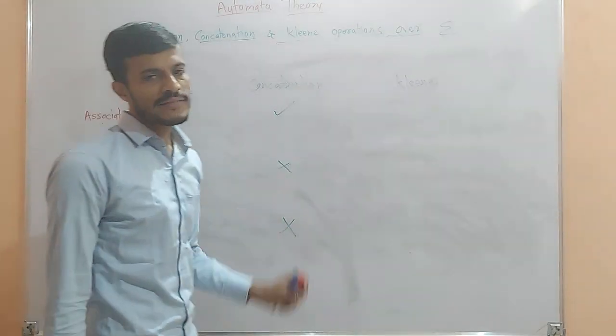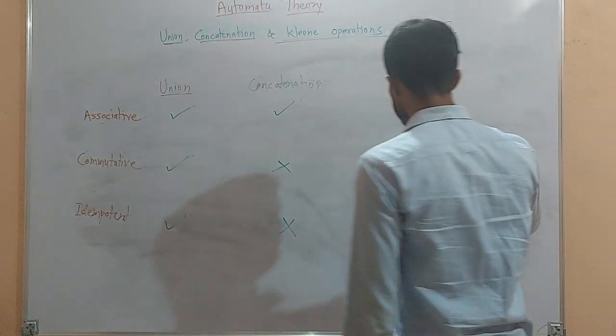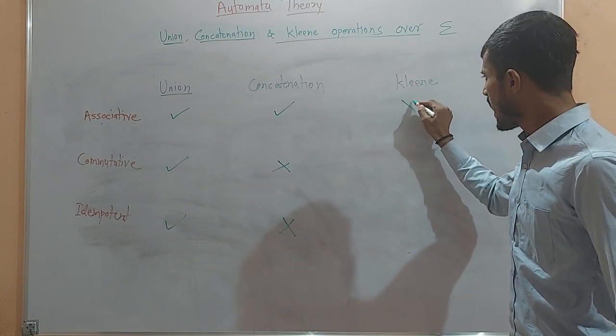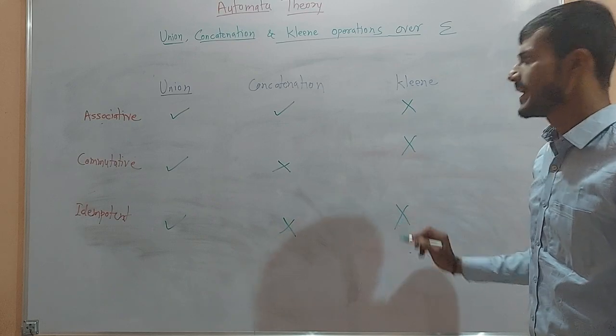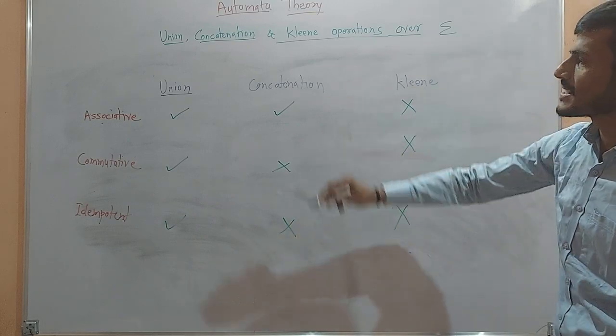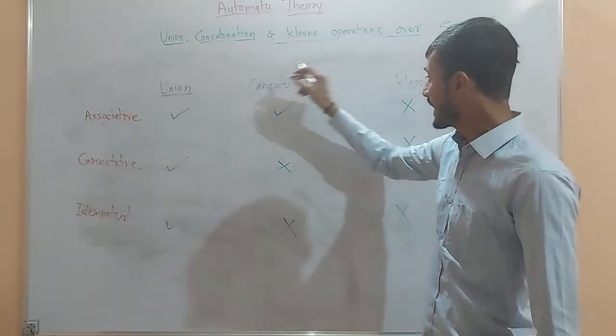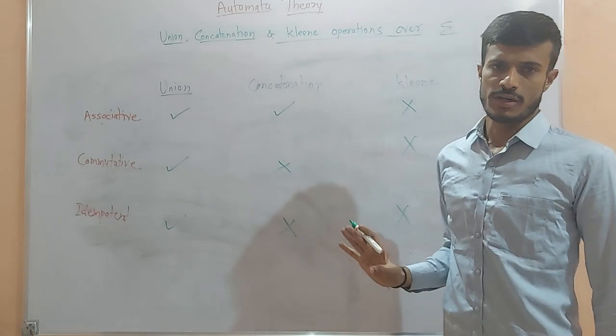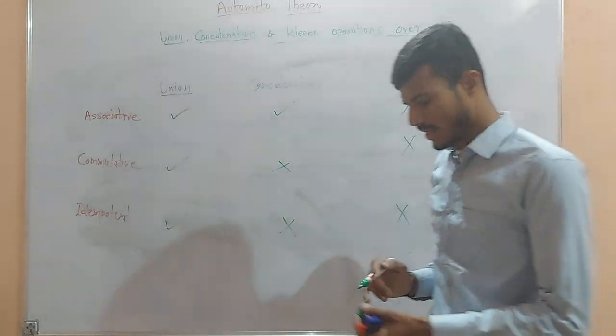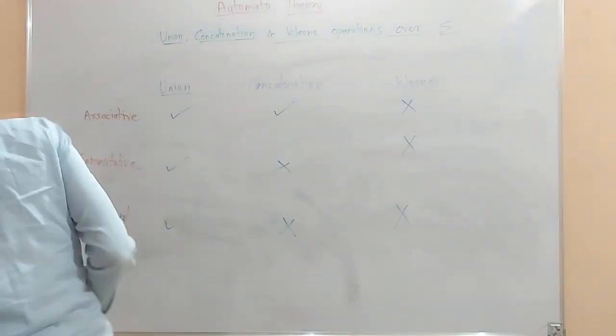And in the case of Kleene operation, it does not follow associative, commutative as well as idempotent. So that is the relationship with respect to union, concatenation, Kleene for associative, commutative and idempotent. I hope that you are getting this idea. Let's take some examples.